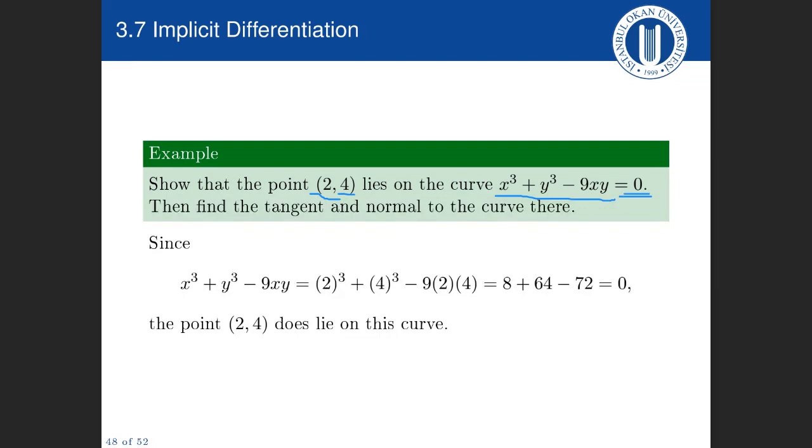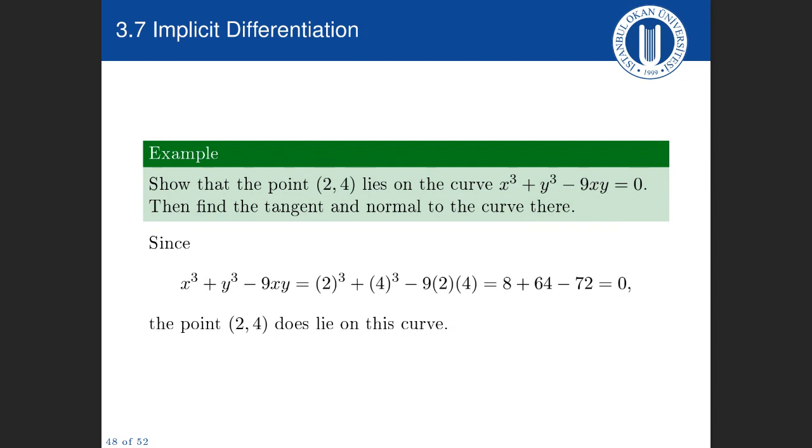So let's try that. Put x equal to 2. Put y equal to 4. 2 cubed plus 4 cubed minus 9 times 2 times 4. 8 plus 64 minus 72. And yes, we do get 0. So the point (2, 4) does lie on this curve. And then the example says, find the tangent and the normal to the curve there.